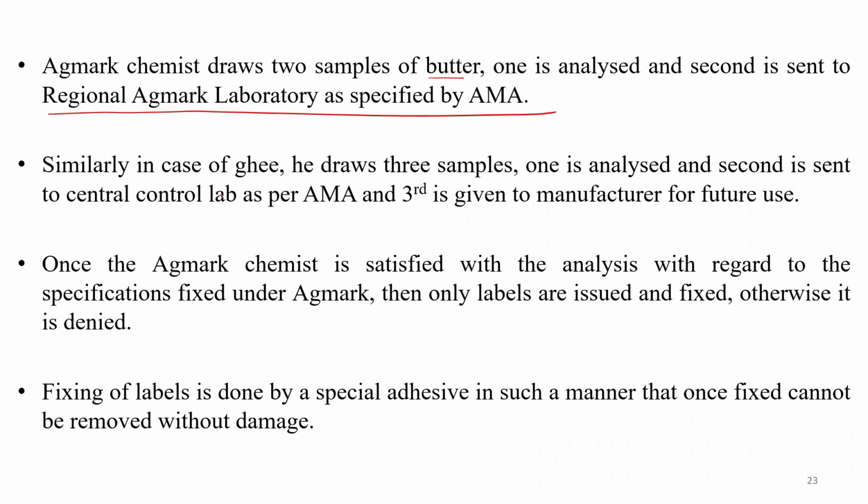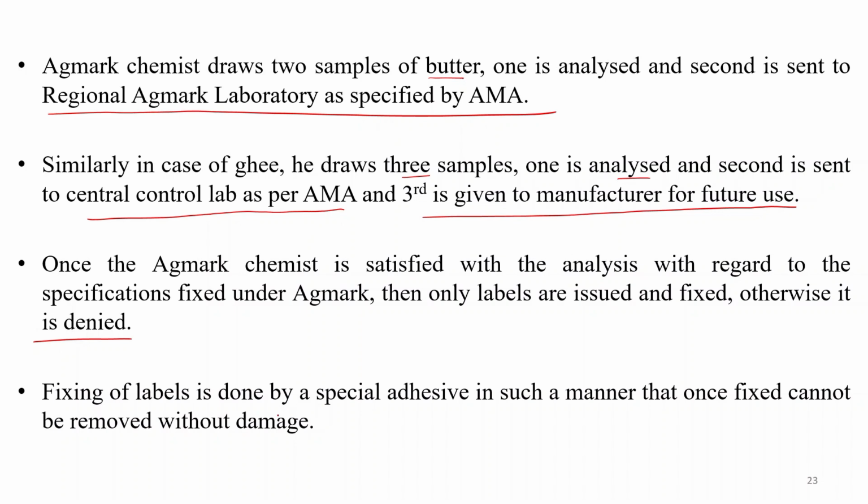Similarly in case of ghee, he draws 3 samples. One is analyzed, the second is sent to the central control lab at Nagpur as per AMA, and the third is given to the manufacturer for use. Once the AGMARK chemist is satisfied with the analysis with regard to the specifications fixed under AGMARK, only then the labels of grades are issued and fixed, otherwise it is denied.